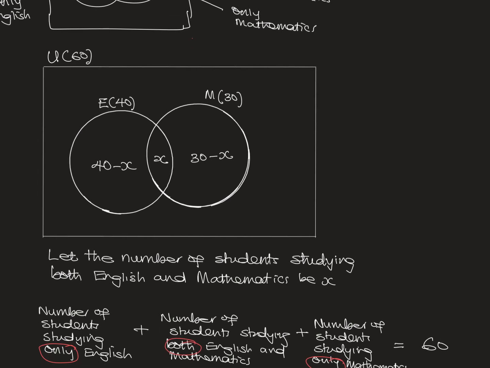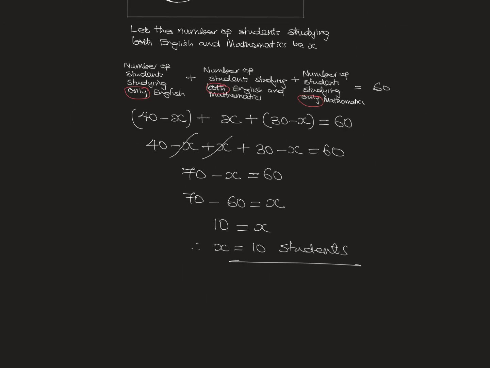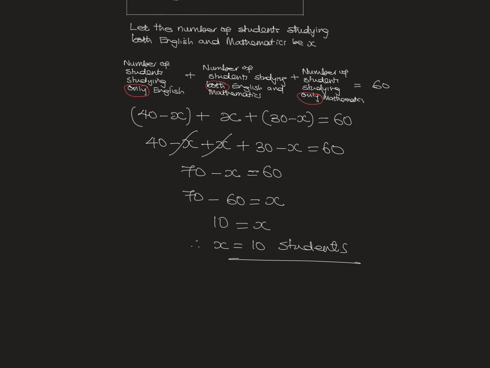Okay, so X is 10. So students studying English only will be 40 minus 10, right? That is 30. And students studying mathematics only will be 30 minus 10 is 20. So as you can see, 20 plus 30 plus 10 will be the total of 60. This is how you have to solve the problem. Moving on to the next question.